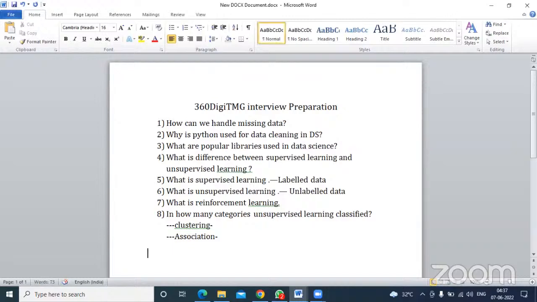So my next question is, tell me the clustering types. How many clustering types are there?